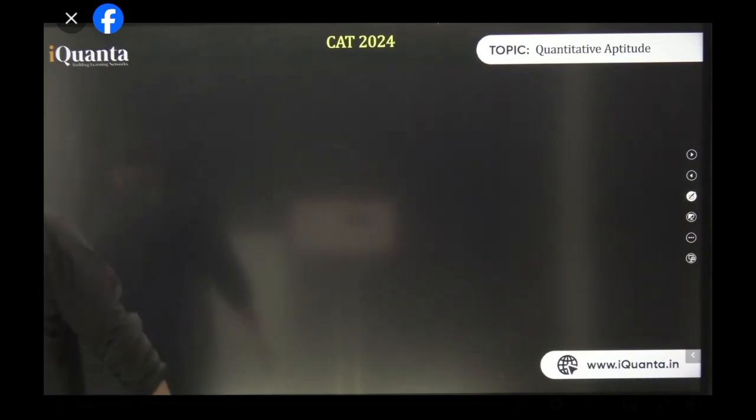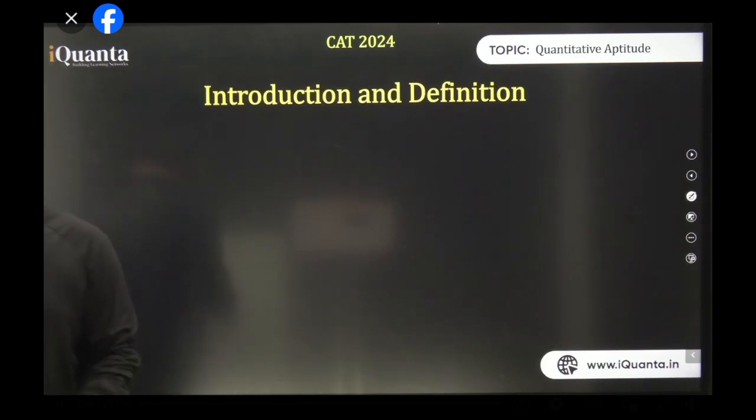Alright, so today we'll be doing a very important topic from arithmetic, and that is called ratio and proportion. So first of all, let me introduce this to you. What does it actually mean?